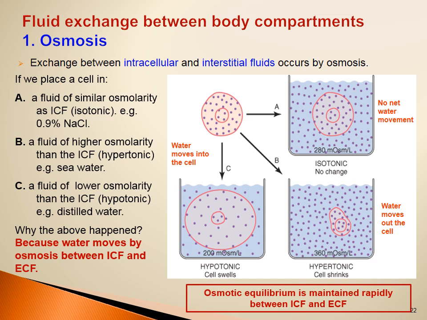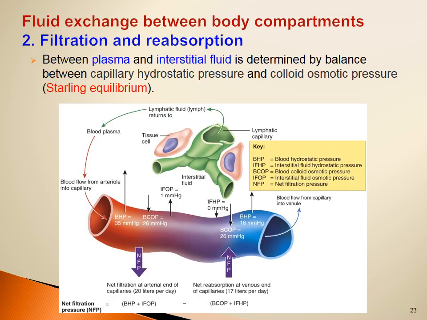We call them aquaporins, and as I said, these are integral membrane proteins that have a hydrophilic central pore that allows water to move between both sides of the plasma membrane of the cell. The other way of water exchange between plasma and interstitial fluid is filtration and reabsorption, and these processes are for the movement or exchange of water across a capillary membrane.